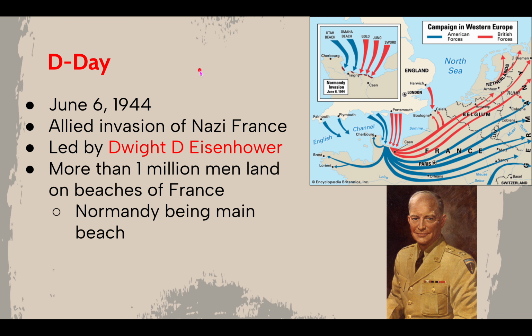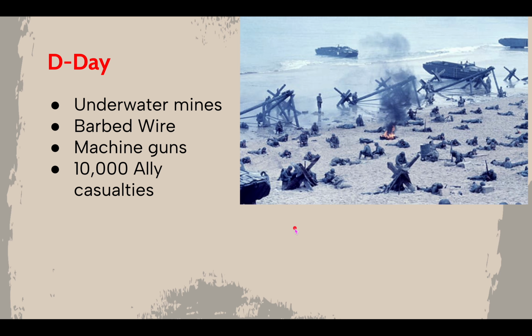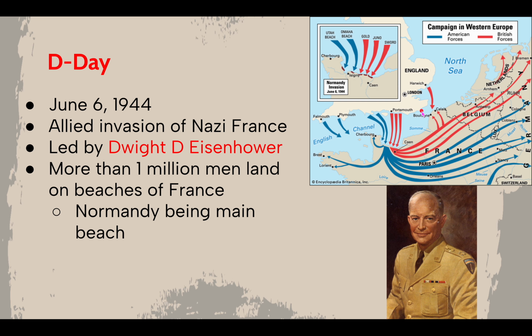So D-Day, probably one of the most famous aspects of World War II, happened on June 6, 1944. That is where the Allies invaded Nazi-occupied France. It was led by this dude right here, Dwight D. Eisenhower, who would go on to become a U.S. president. More than 1 million men landed on the beaches of France, Normandy being the main beach, but there were multiple other beaches. So here's a map that shows how this operated.